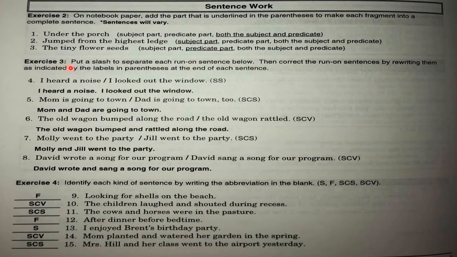Now here in this exercise, you have a bunch of different run-on sentences. What is a run-on sentence? It is when you have 2 sentences together and they're not being punctuated correctly. So what we're going to do to fix that is rewrite them again and change them into a simple sentence. How? By correcting the punctuation.